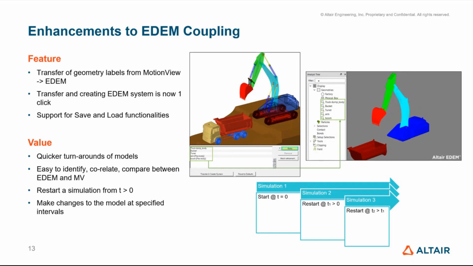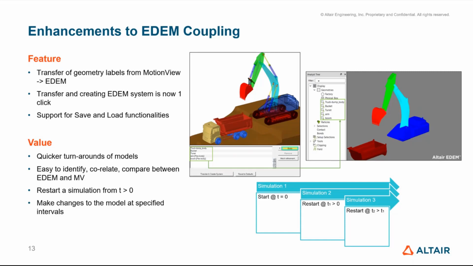Now, based on customer feedback, we also improved our coupling to EDEM. EDEM is a bulk material simulator by Altair based on discrete element method. One enhancement is the transfer of labels from MotionView to EDEM, as you can see it here. That allows you to better identify, correlate, and compare graphics between EDEM and MotionView.